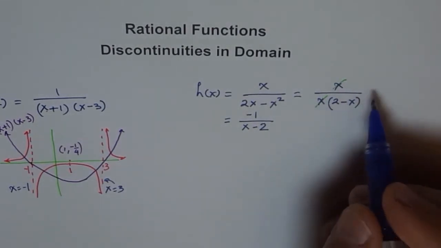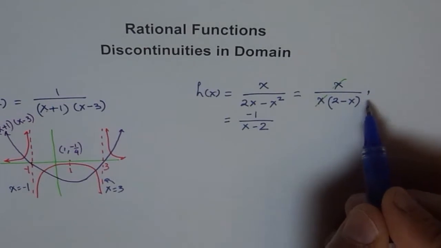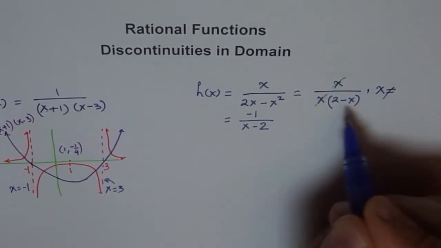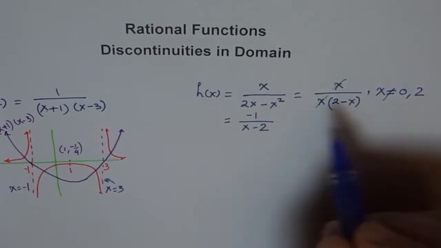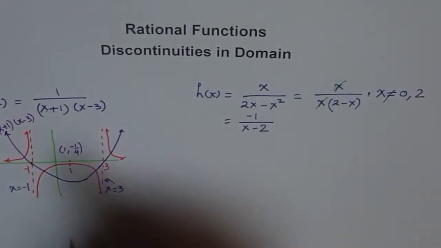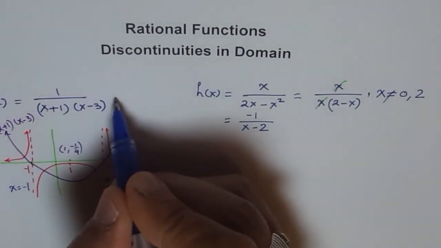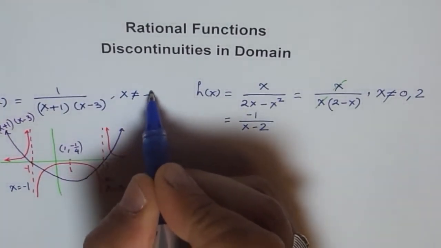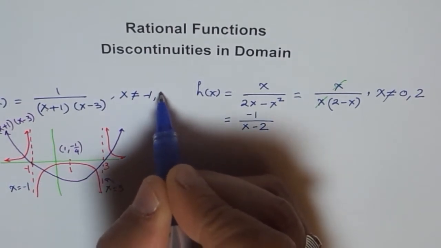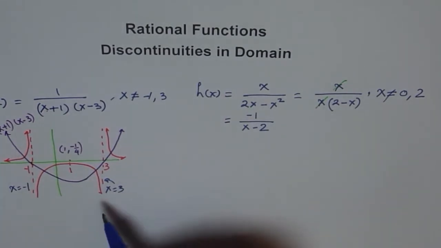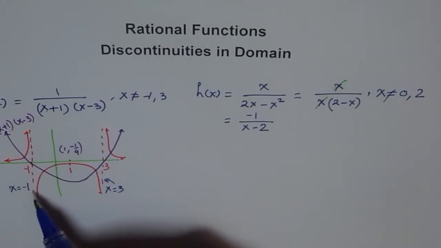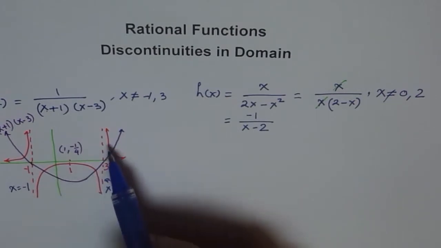Now, when we cancel this out, at this time we write our restrictions as x is not equal to 0 and not equal to 2. What were our restrictions for the earlier function? Since we have vertical asymptotes at minus 1 and plus 3, our restrictions there are that x is not equal to minus 1 and x is not equal to 3, which you can see from here, right? At both these points we have vertical asymptotes, right? We call this kind of discontinuity an infinite discontinuity because our function moves to infinity at this point. Do you see that?